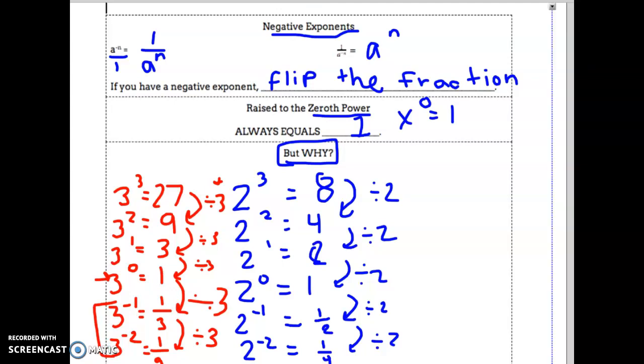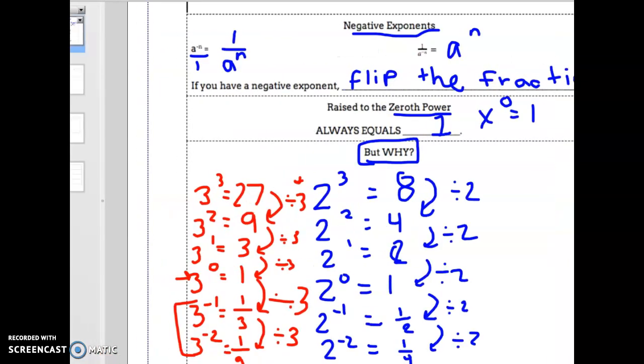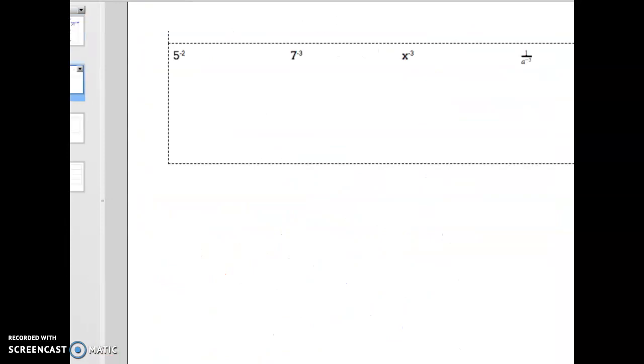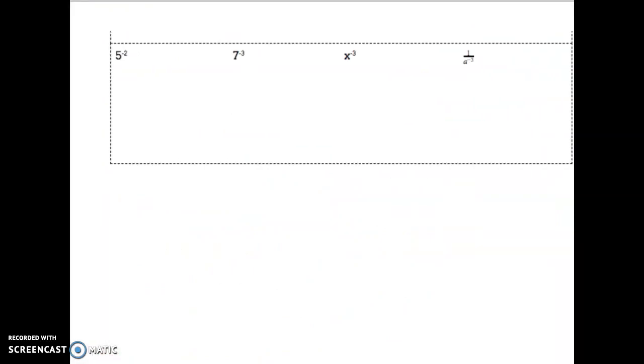So, moving on to the next slide. There we go. So here's just some negative exponents for you to practice with. I'll do the first one with you, and then I'll let you try these 3. 5 to the negative second power. Well, at first I know that's got to be 1 over 5 squared. And 5 squared I know is 25, so this is 1/25.